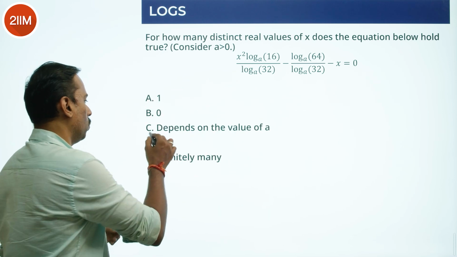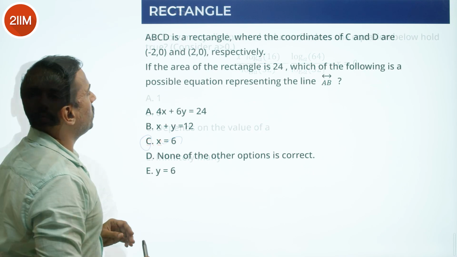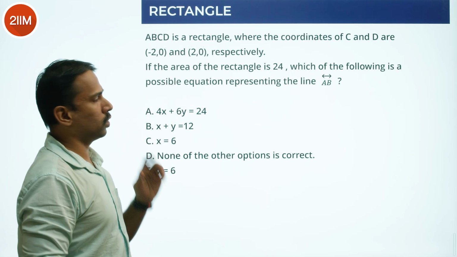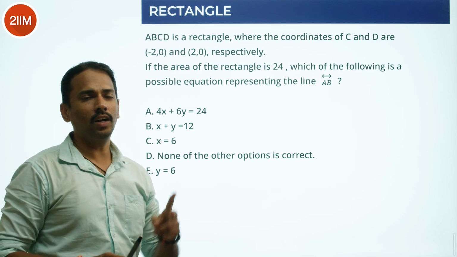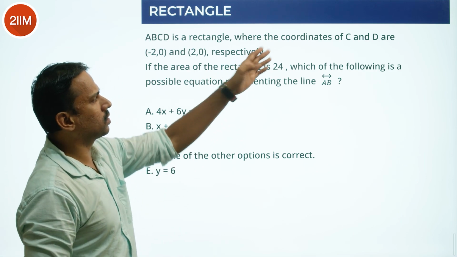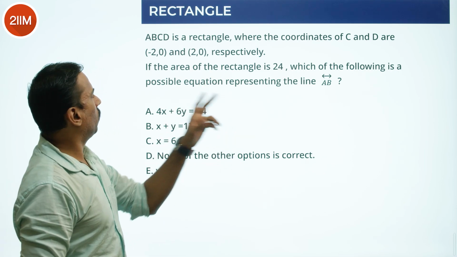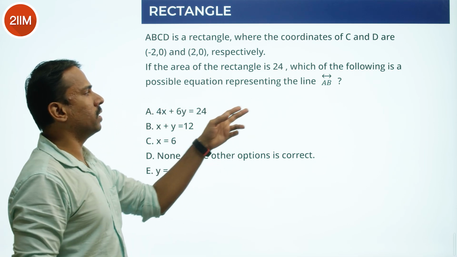Yes, option D, 2 is the right answer. ABCD is a rectangle where coordinates of C and D are minus 2, 0 and 2, 0 respectively. So ABCD is a rectangle, 2 vertices are given, C and D. If the area of the rectangle is 24, which of the following is a possible equation representing the line AB?